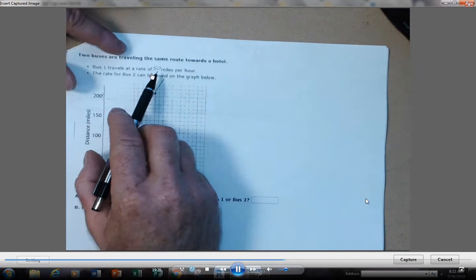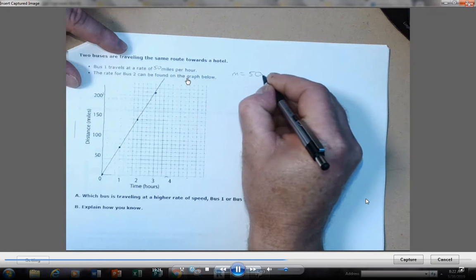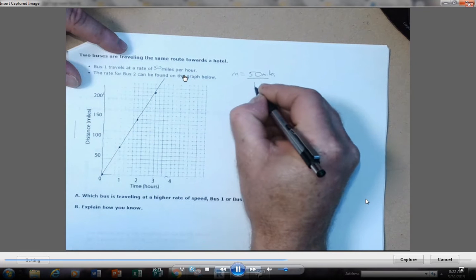The fifth word is white. White. All right. The second to last problem is this one right here, which has you find the rate of change and then compare them. So I could see, going back to this first one here, the rate of change for bus number 1 is 50 miles for every 1 hour. 50 miles per 1 hour.